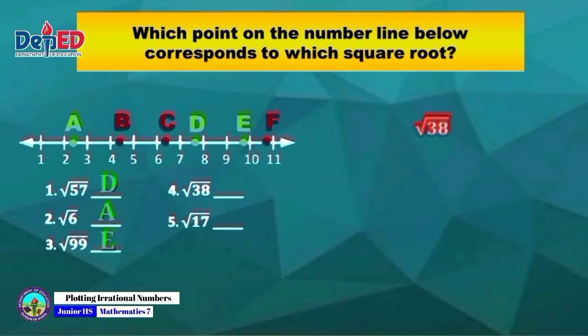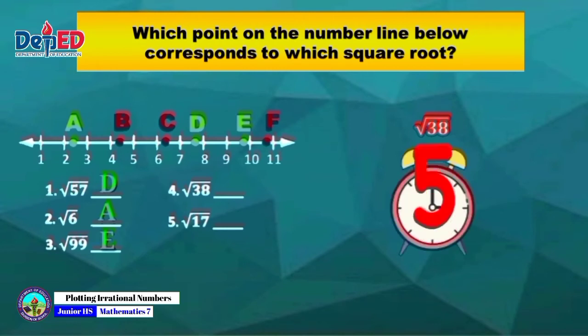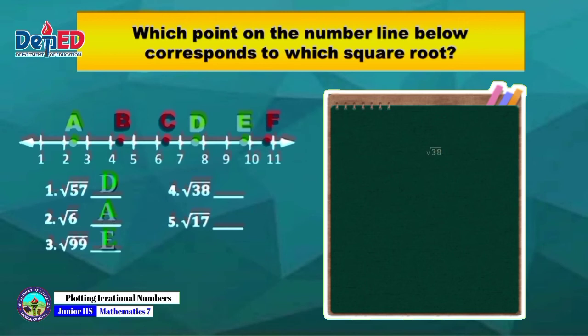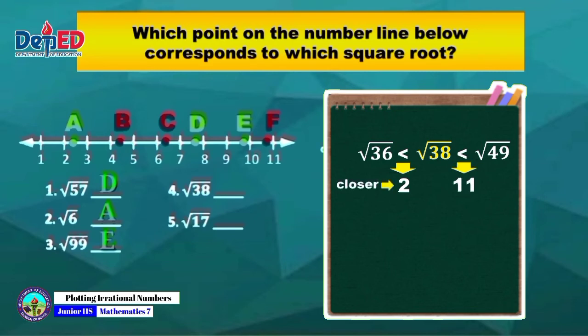Let us have number 4, the square root of 38. Timer! Time is up! The square root of 38 lies between the square root of 36 and the square root of 49. 38 minus 36 is equal to 2, and 49 minus 38 is equal to 11. Therefore, the square root of 38 is closer to the square root of 36.